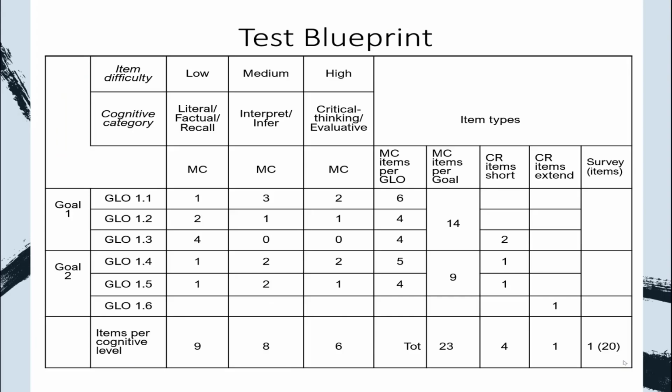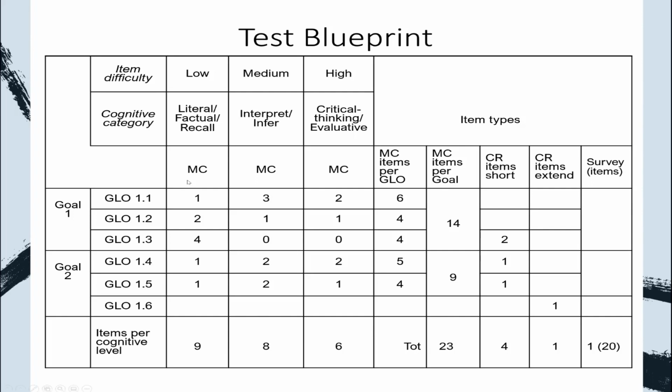One thing that we do need to do is have a test blueprint or some focal points that we want to target when we write our items. And we talked about item difficulty before, cognitive difficulty. So these would be the item difficulties. It could be a low, medium, or high difficulty item. And the lows could be in the cognitive category of literal, factual recall, and medium difficulty might be interpreting and making inferences, and the high difficulty might be critical thinking and evaluation.